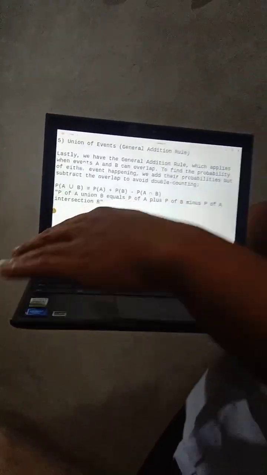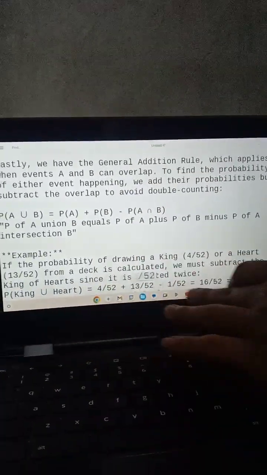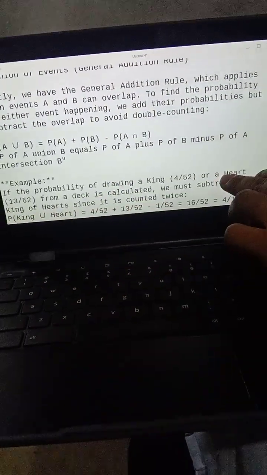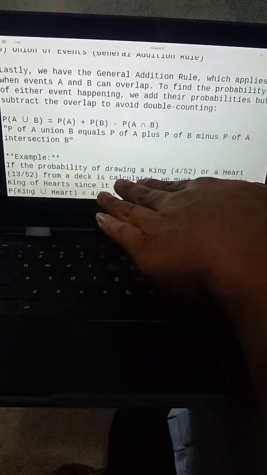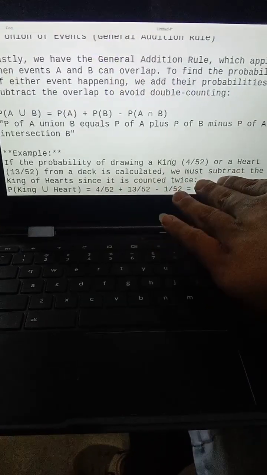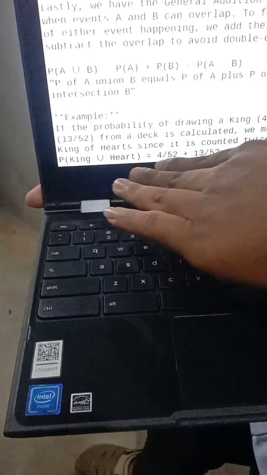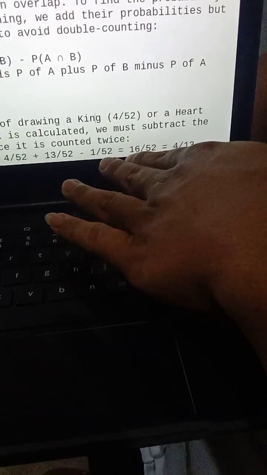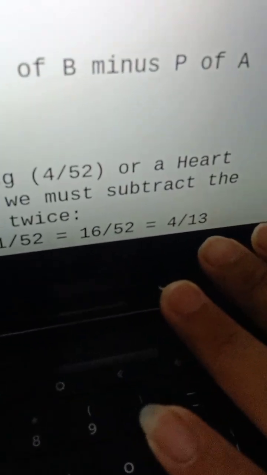So we have here an example. If the probability of drawing a king is 4/52, or a heart is 13/52 from a deck, when calculating we must subtract the king of hearts since it is counted twice. Probability of king union heart equals 4/52 plus 13/52 minus 1/52 equals 16/52, which is 4/13.